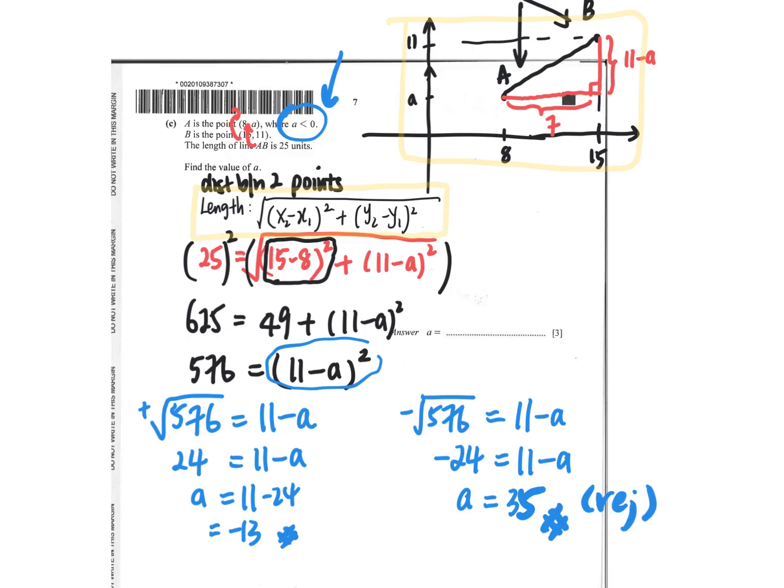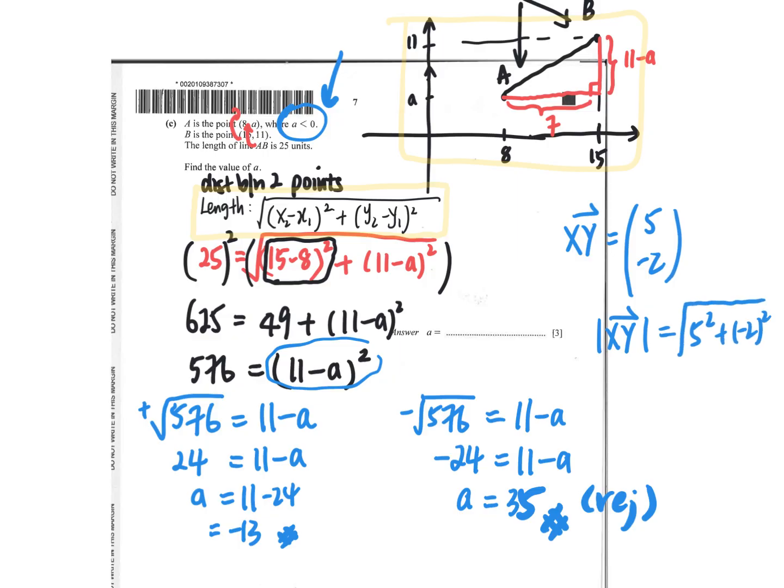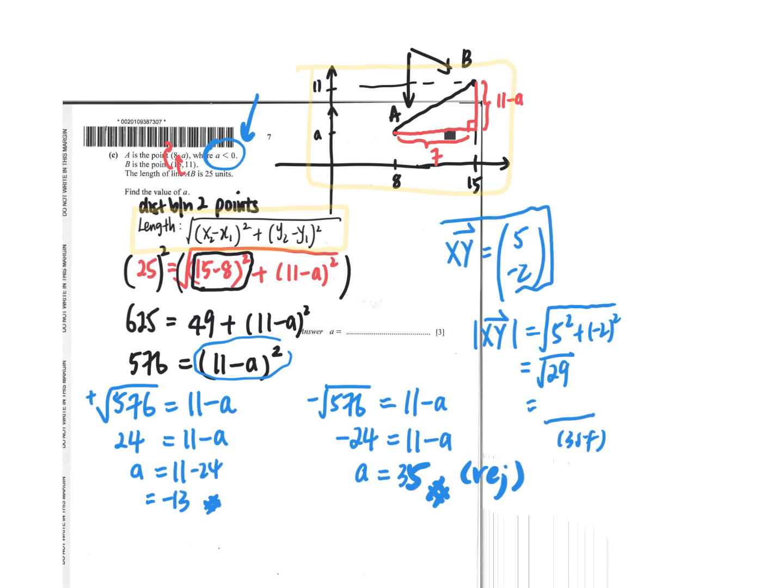Magnitude for vectors. Let's say just now, right, like that: 5 and negative 2. So magnitude means distance, which is just 5 square plus negative 2 square, square root. So it's square root 29. So give me the 3SF. If I ask you for the magnitude, it's the same thing. To move from X to Y is 5 units here, minus 2 here. Can you see your Pythagoras theorem? It's the same thing.